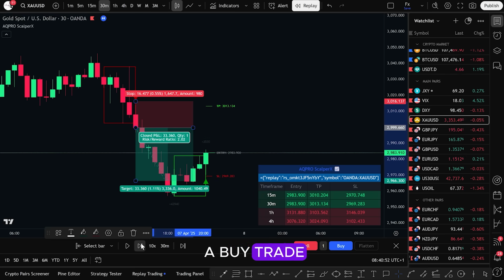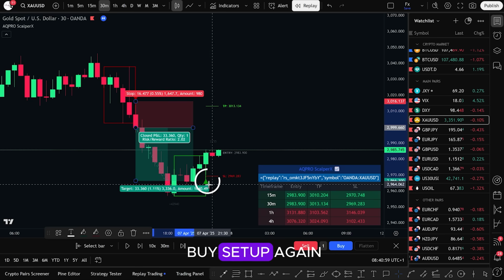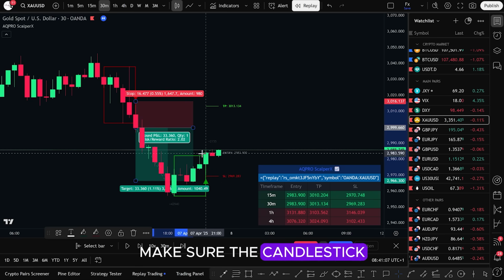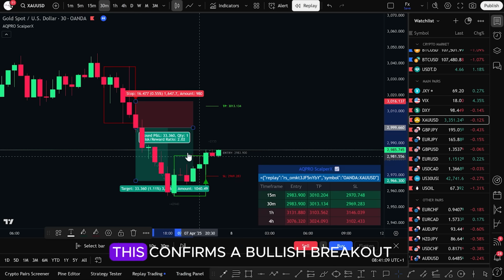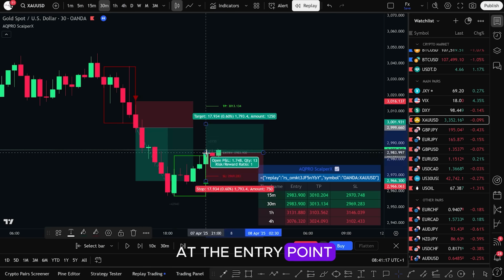Now let's look at a buy trade. Here we've got a green triangle, which signals a valid buy setup. Again, make sure the candlestick closes outside the box. This confirms a bullish breakout. Once that happens, enter your long trade at the entry point.